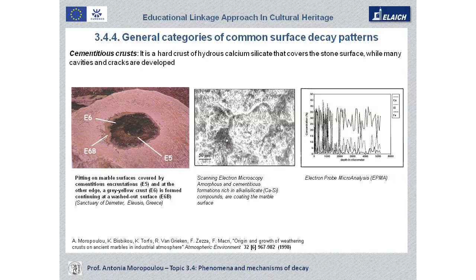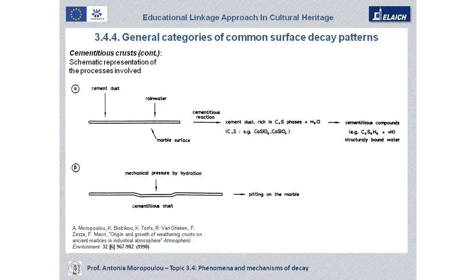nearby. This phenomenon is developing on the horizontal surfaces because the cement dust can react only in the presence of a lot of water, where the rainwater becomes stagnant and it is reacting to give the cement products and the cementitious crust. The cementitious crust is exerting mechanical pressures due to the hydration phenomena to the marble, and that is the mechanism of pitting of the marble.